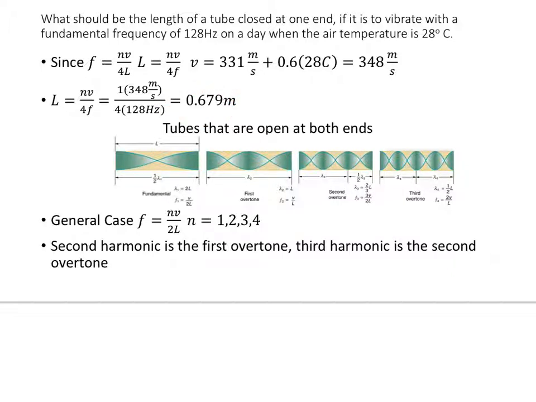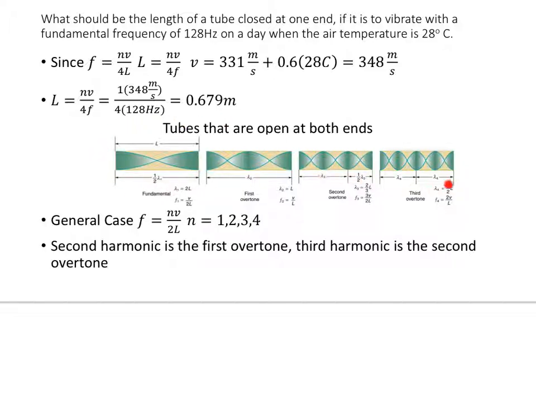Now, if the problem asked for the second overtone, for example, then since it's a closed tube, you would have to know that that is the fifth harmonic. So this frequency, 128, is the fundamental frequency. The first overtone is the third harmonic, so that's 128 hertz times 3. The second overtone is the fifth harmonic, so that's 128 times 5, and so on.